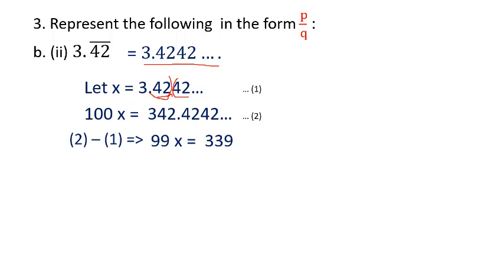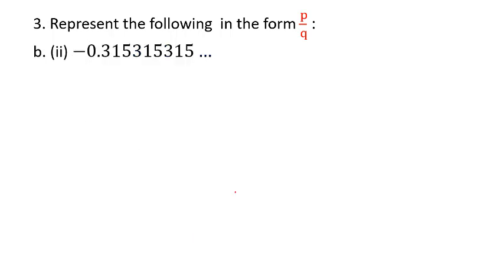This 0.42 part will cancel out. So the only remaining will be 342 minus 3, that is 339. Again, further 339 by 99 can be divided. This is divisible by 3. Your answer is 113 by 33. Is it divisible by 3? 3 plus 1 plus 1 is 5. 5 is not divisible by 3. So hence this is your answer.